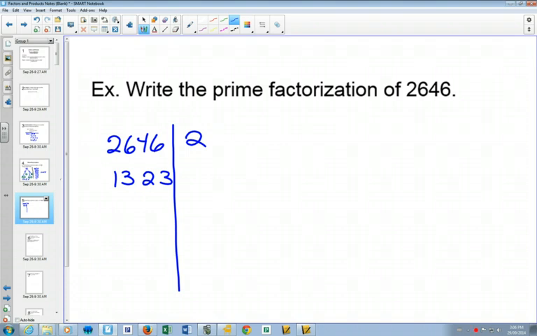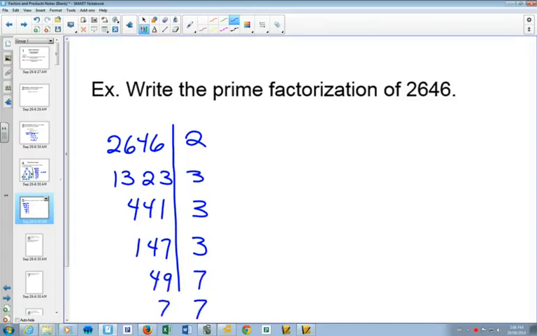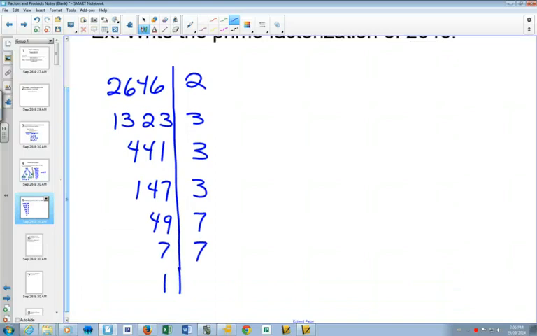How many people have never seen that trick before? All right, it's a cool one. So now if I divide this by 3, I'm going to get 441. Divided by 3, I get 441. Add those digits up, they add up to 9. So it can still be divided by 3, and we get 147. Add those up, they divide by 3, so it can divide by 3 again, and you get 49. 7, 7, 7, 1. So now we are done. We know that 2,646 is equal to 2 times 3 cubed times 7 squared.